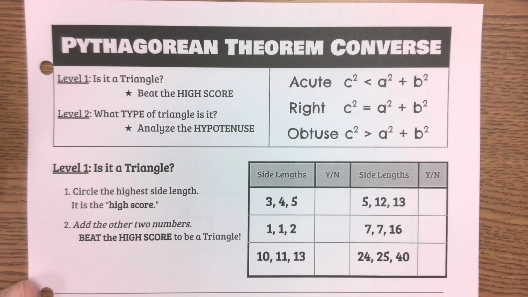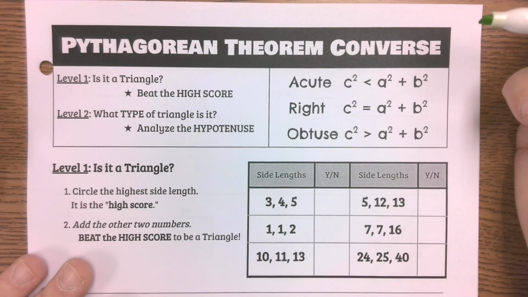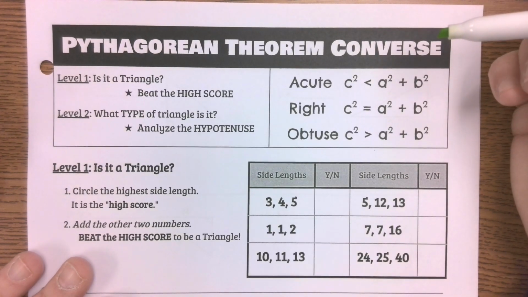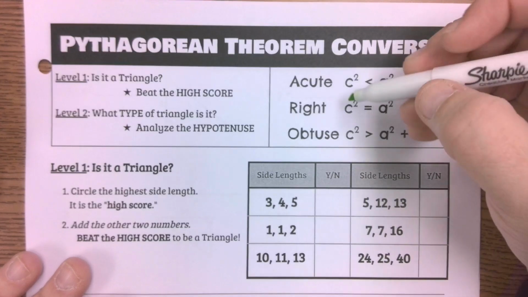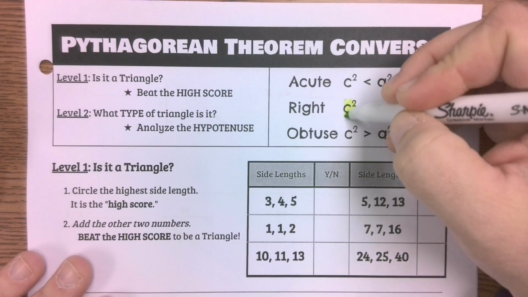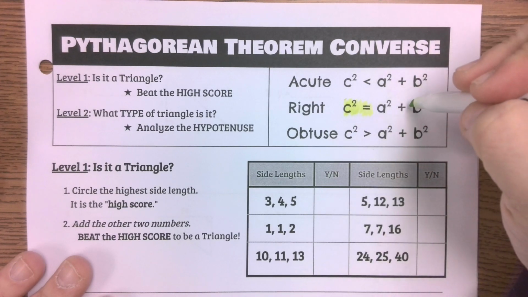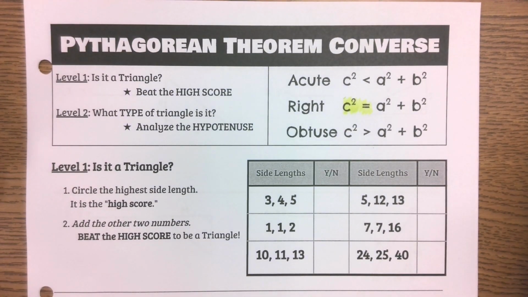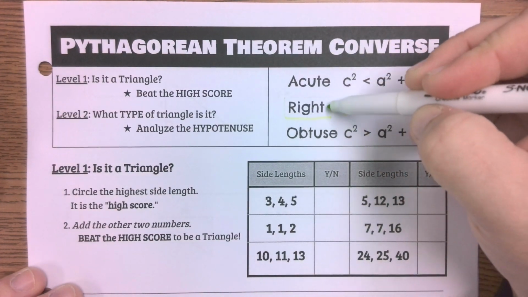Okay, the Pythagorean Theorem converse tells us a little bit more about triangles. It tells us that if, in fact, c squared is equal to a squared plus b squared, we can say it's a right triangle. So instead of saying it's a right triangle, therefore a squared plus b squared equals c squared, we can also say that if c squared is equal to a squared plus b squared, it has to be a right triangle. Okay?